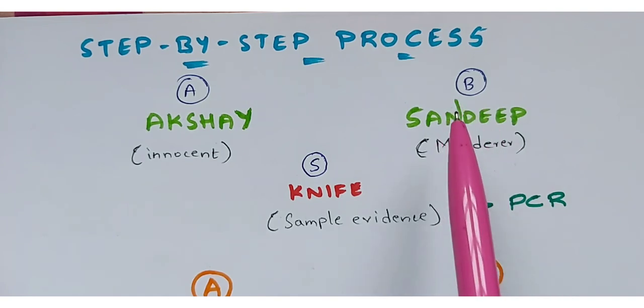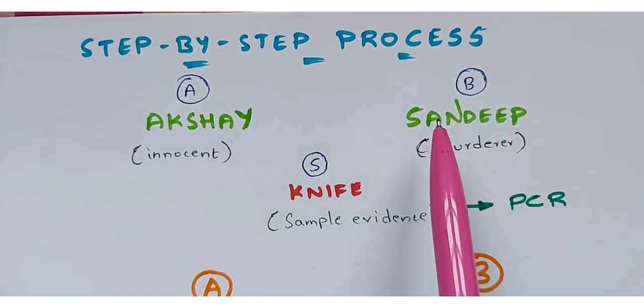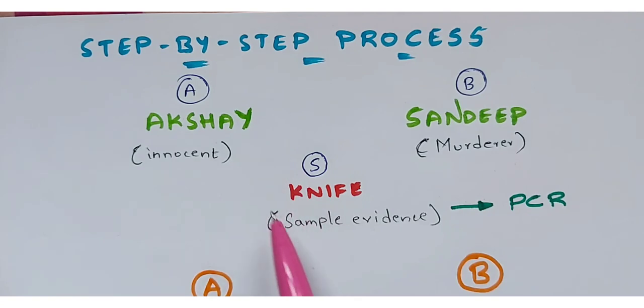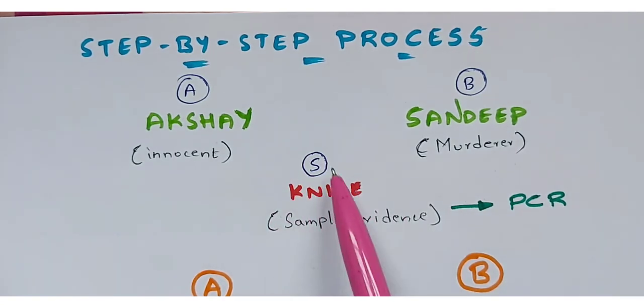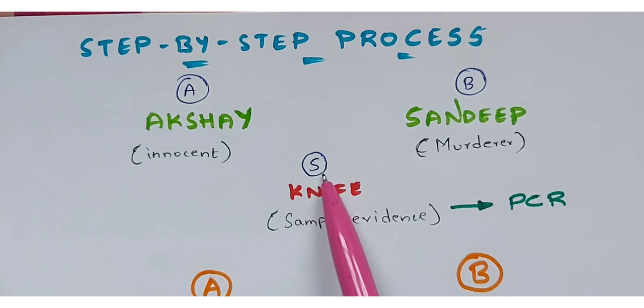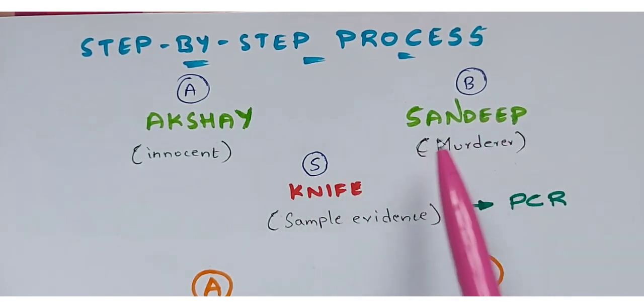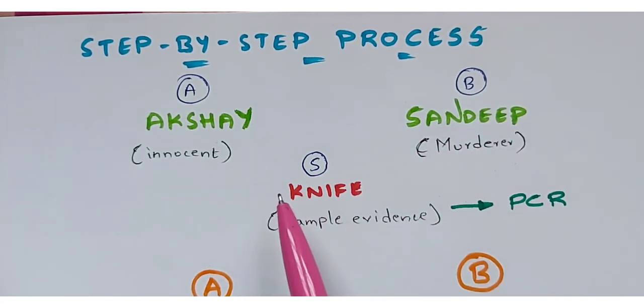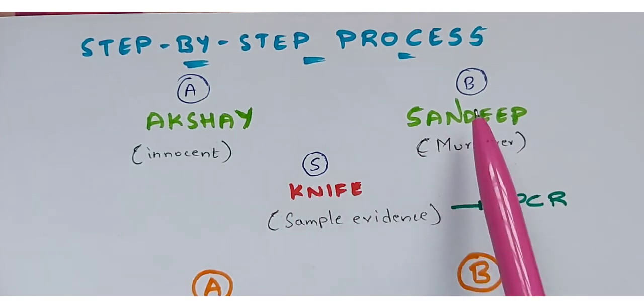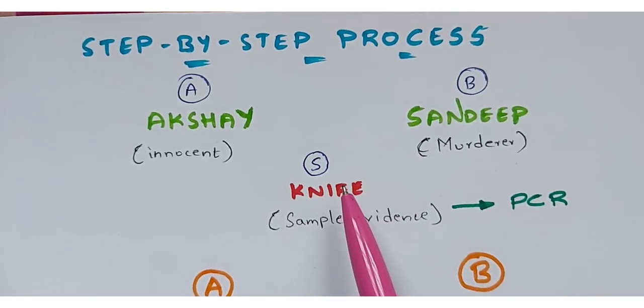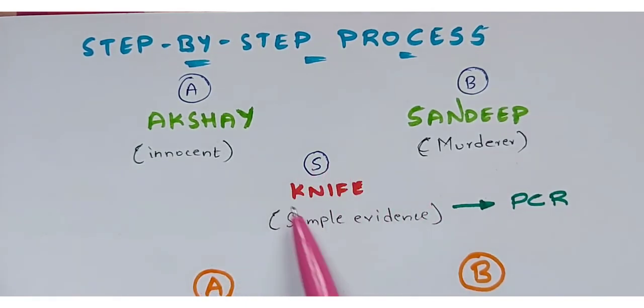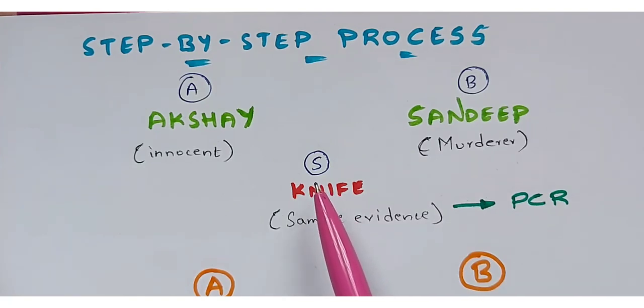So what has this Sandeep done? He killed a person by using a knife. Let us consider this knife as S. So Sandeep killed a person by using a knife. Then what will happen? Then fingerprints of Sandeep will lay on this knife. Exactly, right? So now this knife is called the sample evidence. This sample evidence will be collected by policemen, and that policeman will send this knife to the laboratory in order to perform DNA fingerprinting.